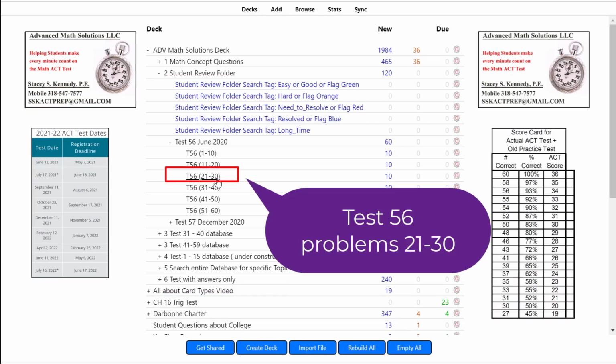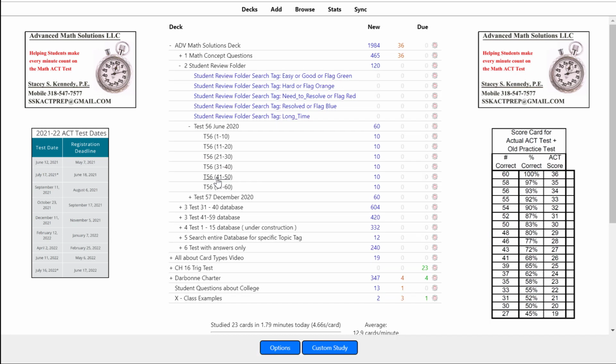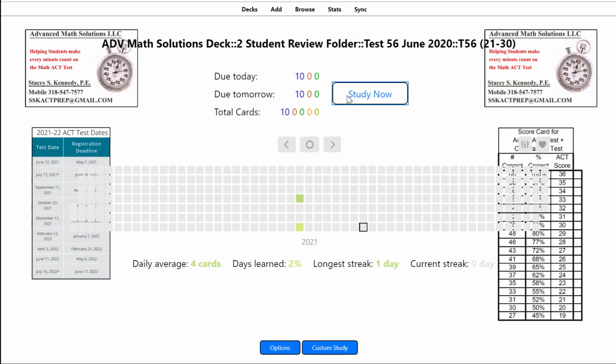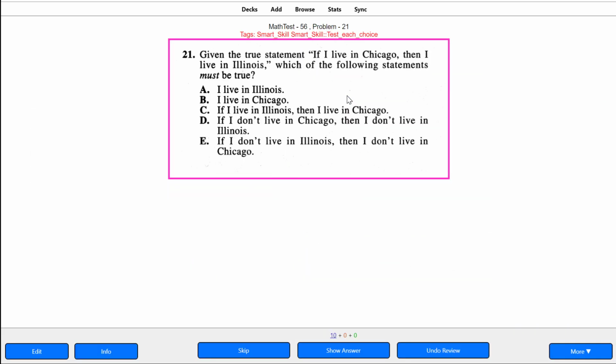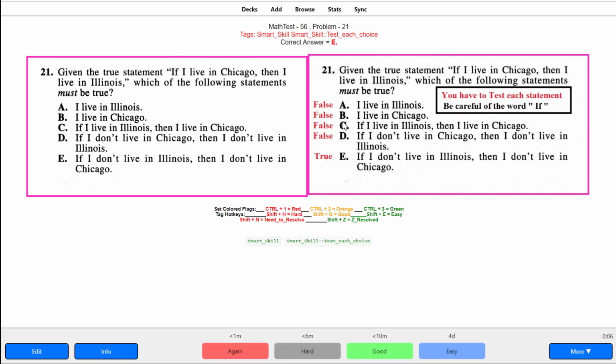I'll be using Anki software. We open Anki, we click 21 through 30, hit study now. Brings up problem 21. Given the statement, if I live in Chicago, then I live in Illinois, which of the following must be true? As you go through there, you can eliminate the false ones. You have to test each statement and be careful of the word if. If I don't live in Illinois, I don't live in Chicago, answer E is the correct term.